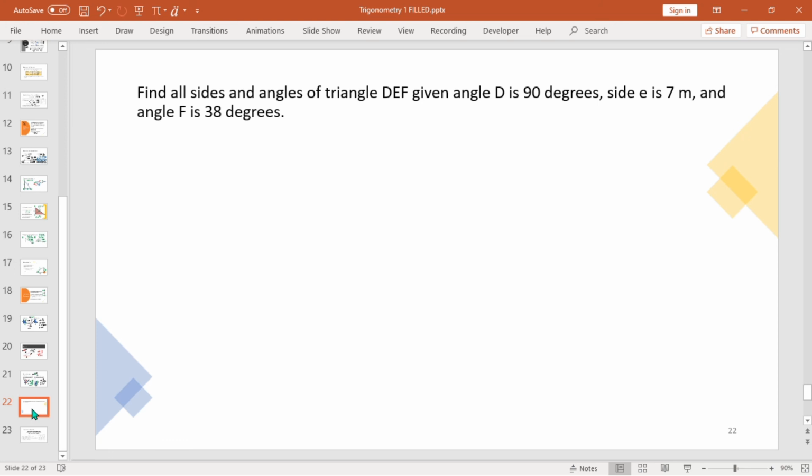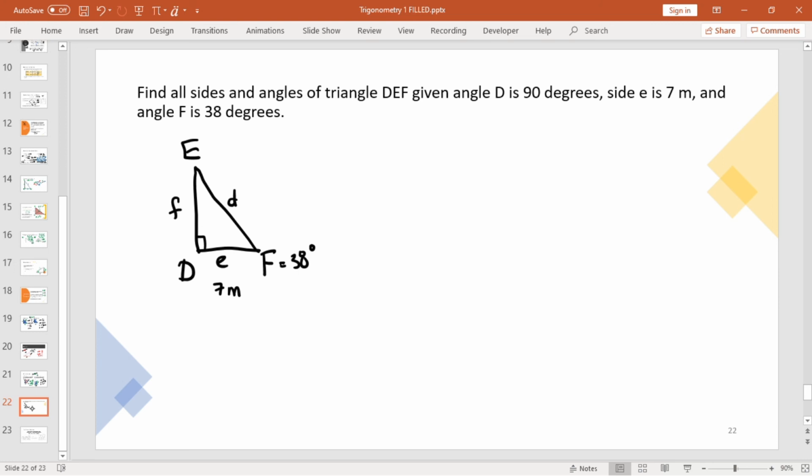Okay, and our final thing. Find all sides and angles of triangle DEF, given this information. So first I'm going to draw it the way I like to draw triangles. And I'm given that angle D is 90. So here's angle D, which means this is side D. And let's say F is here, and it's 38 degrees. And that means this little side is side F. And let's do angle E is here, side E is here, and it's 7 meters.